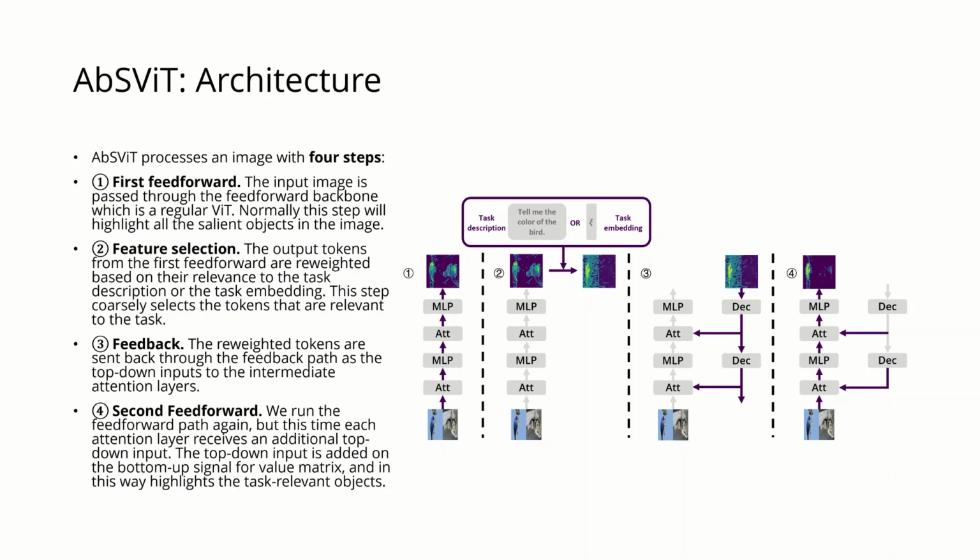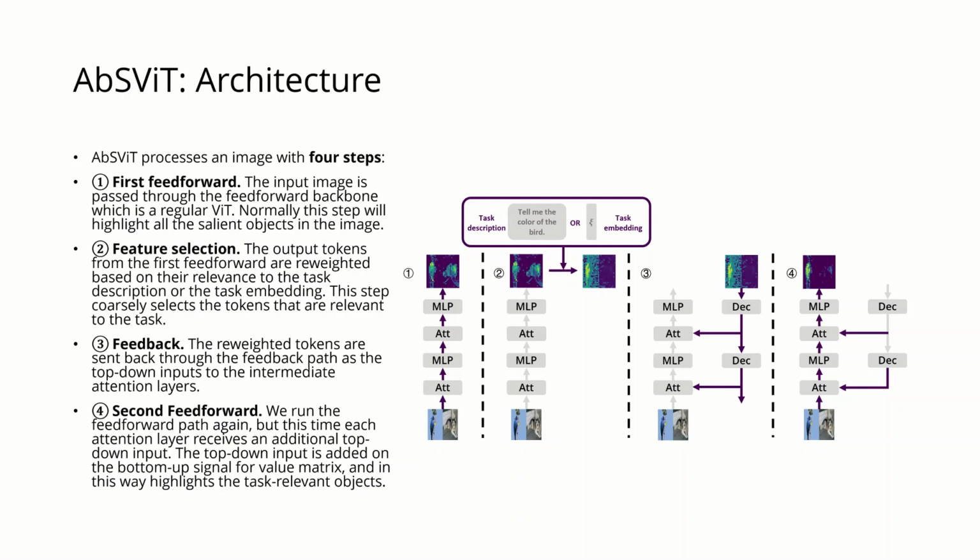In step 2, after we get output tokens from the feed-forward path, we embed the current task as a vector and use this task embedding to reweight the output tokens from the first step. A token will get higher weight if it is more relevant to the current task. So this step coarsely selects which tokens are relevant to the task.